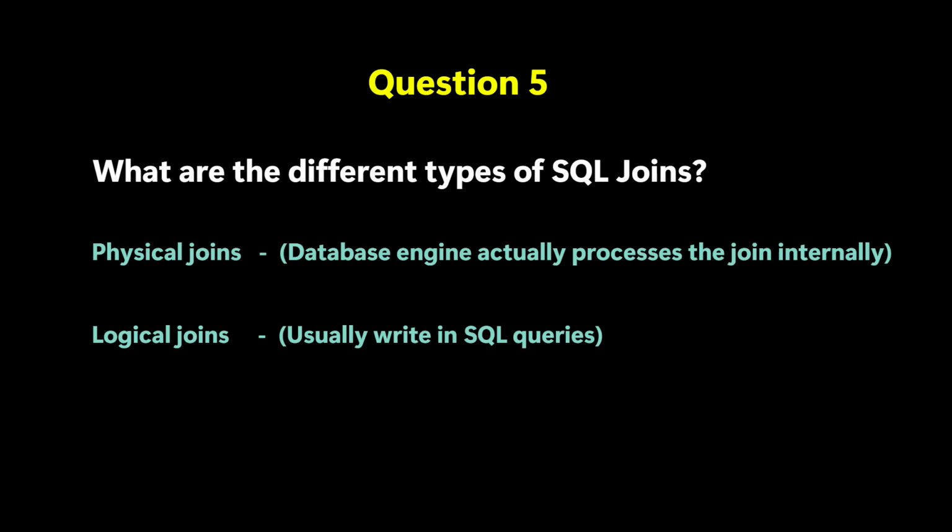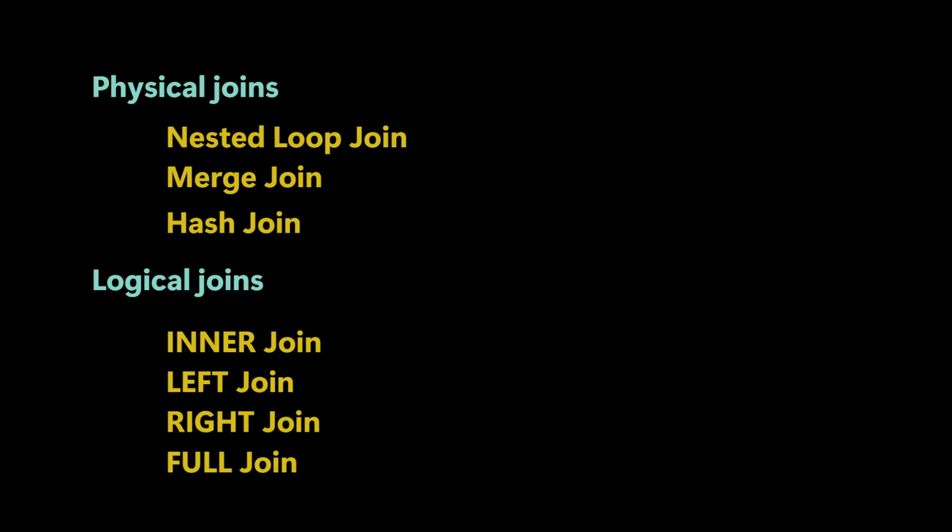Question 5. What are the different types of SQL joins? In SQL, joins can be thought of in 2 categories: physical joins and logical joins. Physical joins are how the database engine actually processes the join internally. These are more advanced, but it's good to know they exist. Logical joins are what we usually write in SQL queries. These describe the type of result we want from 2 or more tables. The most common physical joins are nested loop join, merge join, and hash join.